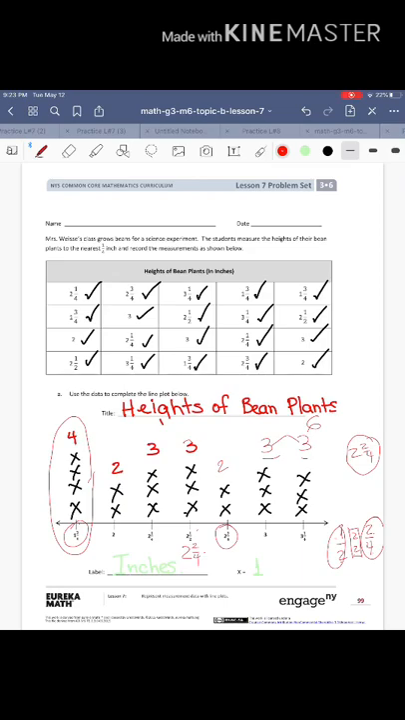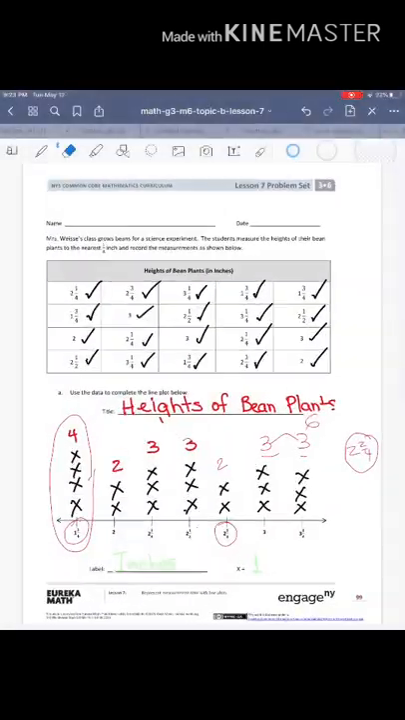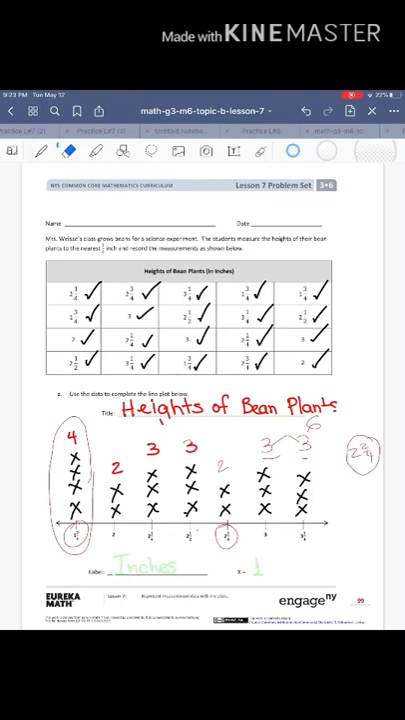So can we plot this fraction on the number line? Of course we can, because 2 and 1/2 is the equivalent of 2 and 2/4. So this is the place where this one will go. It will be one more, and this will belong to Savannah.